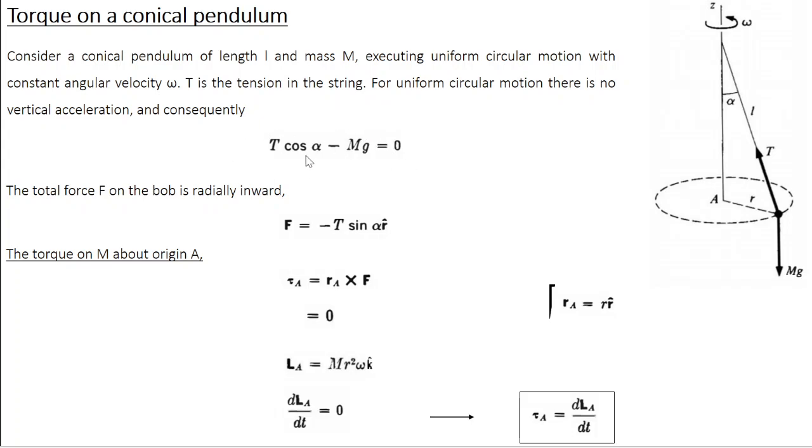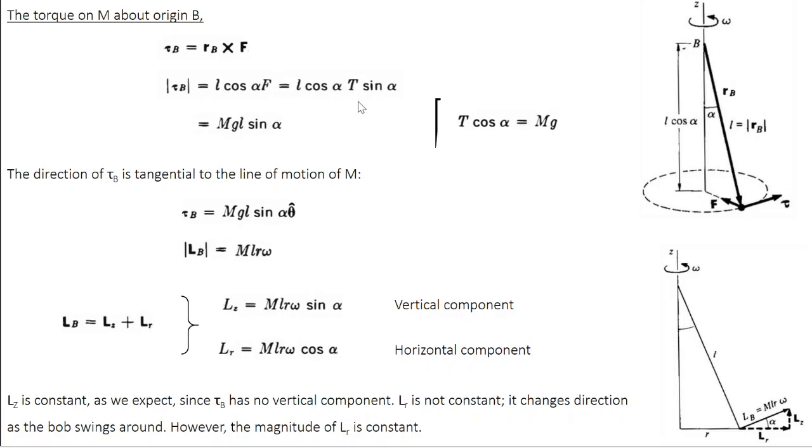But from the vertical equation of motion, you know that T cos alpha equals mg. So in this expression, you substitute for T cos alpha. So you get mgl sin alpha.